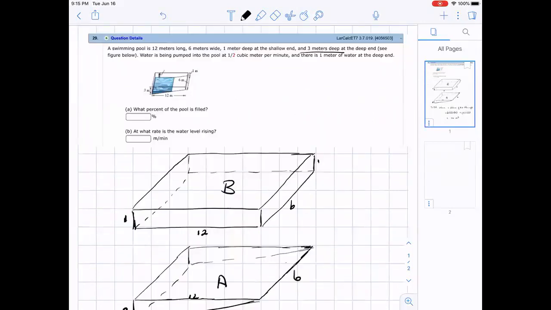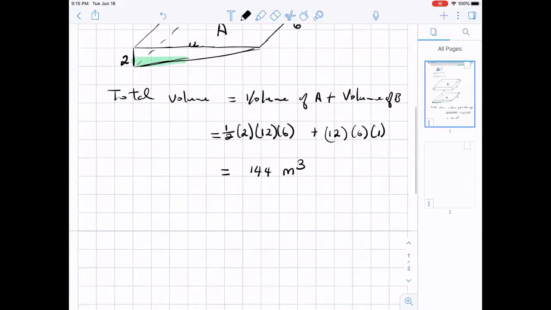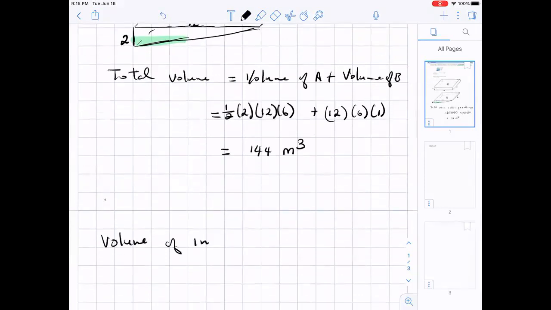Now, currently, in this example, it says that when water is pumped into a pool there is 1 meter of water at the deep end. So if there is 1 meter of water at the deep end, that means we only have water about here, not the total height. So the volume of 1 meter of water will be 1/2 times 1, because we only have 1 meter height, times 6 times 6.